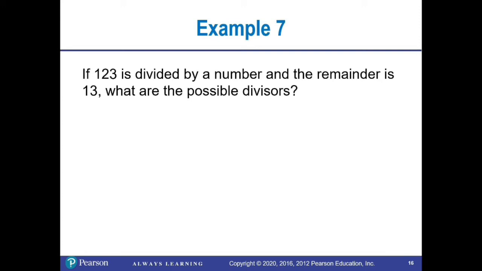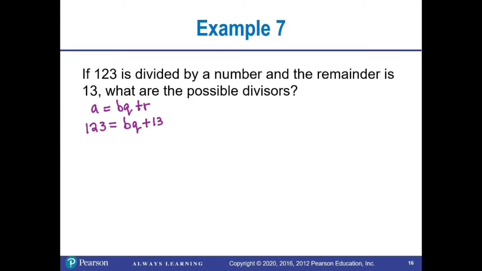Here we have 123 is divided by some number, and we have the remainder as 13. We're trying to figure out what our possible divisors are. So I start with the division algorithm. A equals BQ plus R. A is 123. It's called our dividend. B and Q are our divisors. We don't know what those divisors are, so I'm going to leave the B and Q. And then R represents our remainder, which is 13.